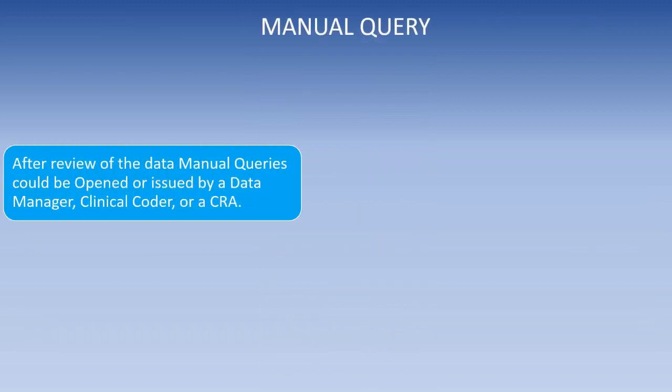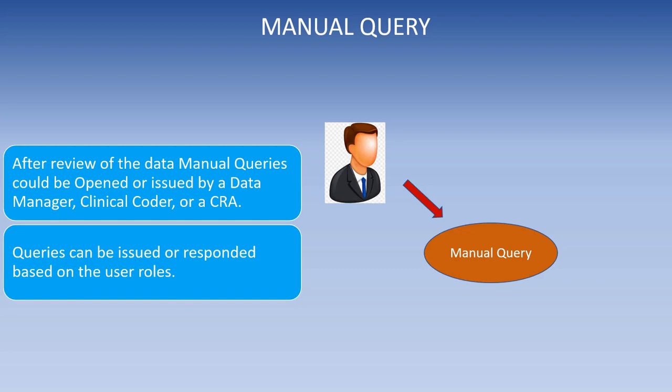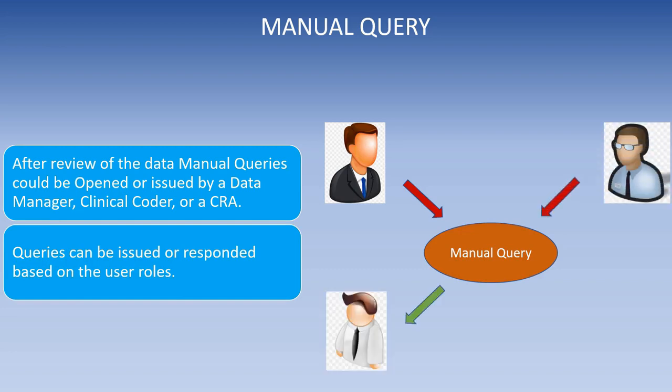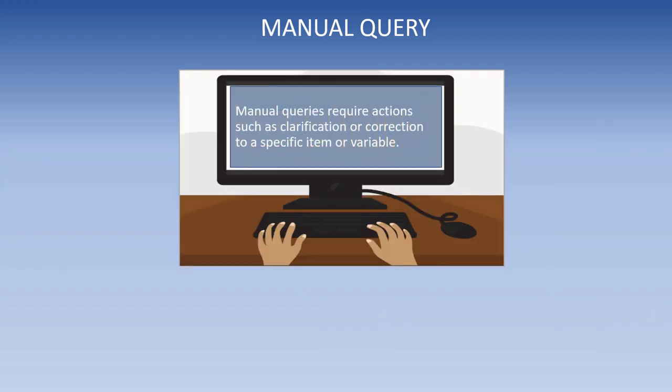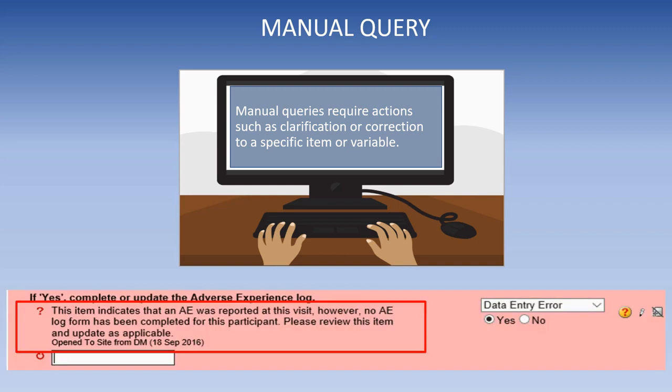Manual queries. After manual review of the data, a manual query could be opened or issued by a data manager, clinical coder, or a CRA. These queries can be issued or responded to based on the role each user is assigned. These manual queries require actions such as clarification or correction to a specific item or variable. Here is an example of a manual query, which is opened to the site from a data manager.